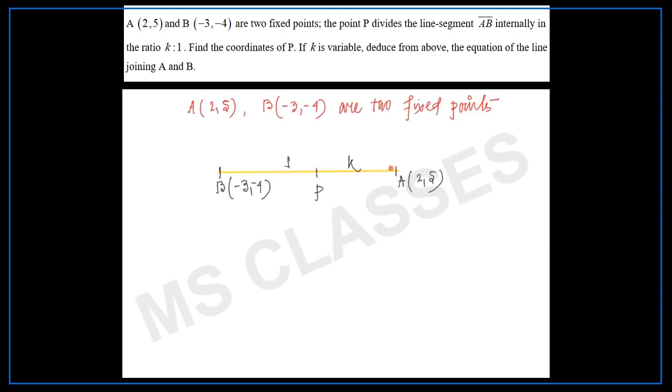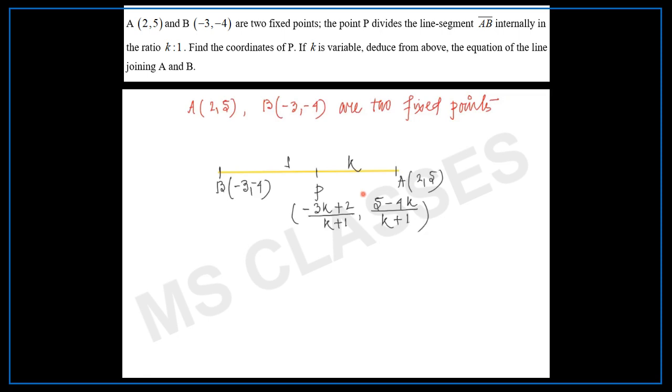AP is k, PB is 1, because they told us dividing AB internally in the ratio k is to 1. So I have taken this one as k, this one as 1. First of all, we will find the point P using the section formula. So that will be (1 into 2 plus k into -3), so (-3k + 2) by (k + 1), comma. If we find the ordinate, it will be 1 into 5 plus of -4k, so (5 - 4k) by (k + 1). So this is the point P which we have got.